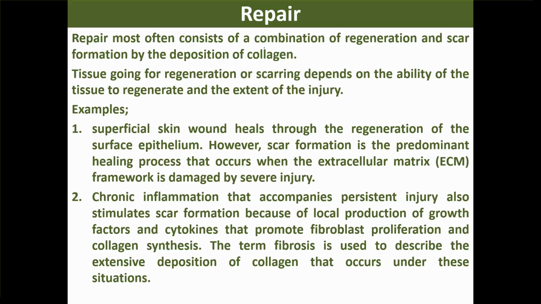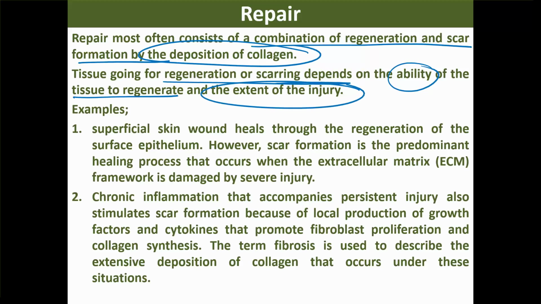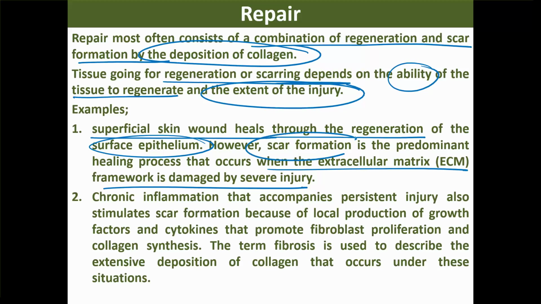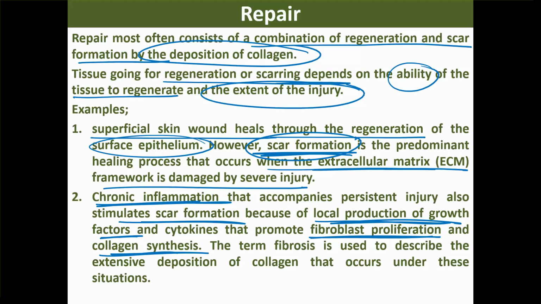So repair is a combination of regeneration and scar formation. Scar formation means deposition of collagen. Whether the tissue goes for regeneration or scarring depends on the ability of the tissue to regenerate and the extent of injury. So a superficial skin wound heals through regeneration of the superficial epithelium. If the extracellular matrix framework is damaged, then it forms a scar. Extracellular matrix is nothing but connective tissue. If connective tissue is damaged, then it will end up with scar formation. So chronic inflammation will stimulate scar formation because of local production of growth factors, and they will promote fibroblast proliferation and more collagen synthesis, and they end up with fibrosis.